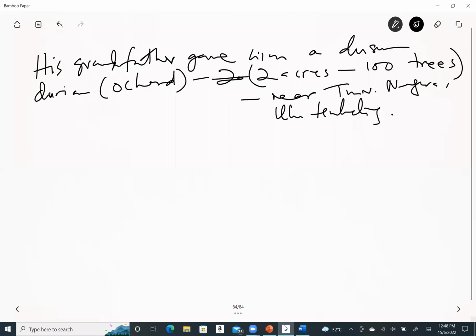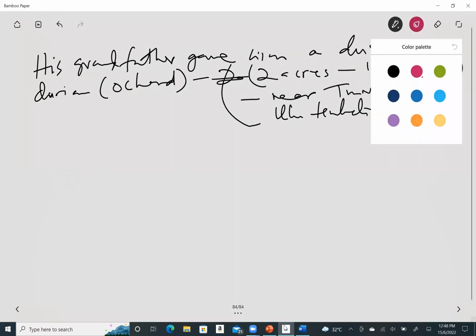Okay, so you have 2 acres given to Ahmad by his grandfather, 2 acres of land with 100 durian trees. Location near Taman Negara. So what do we do? Is this considered income? Yes. Okay, how do you value it? Mark. How do you value it? Easy, right? How do you value?